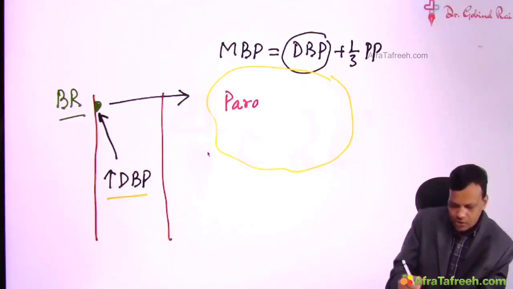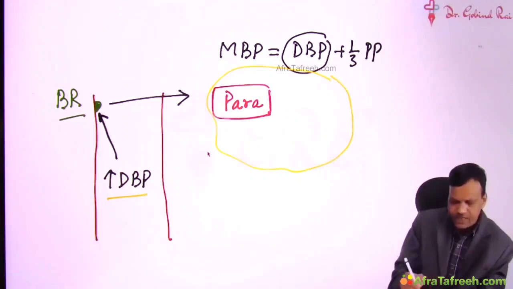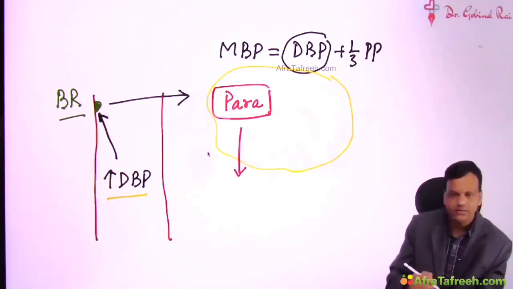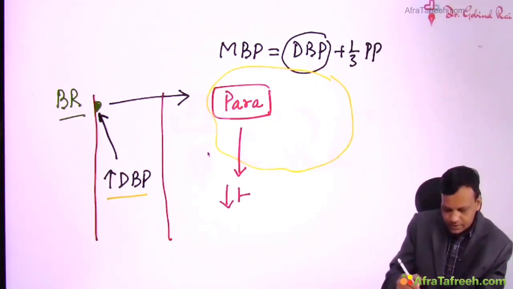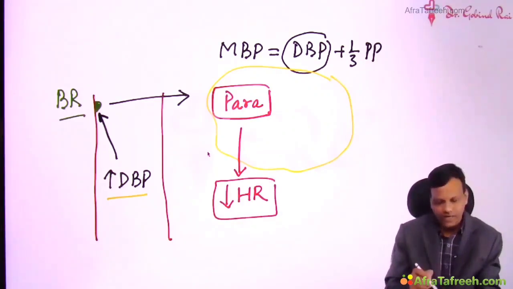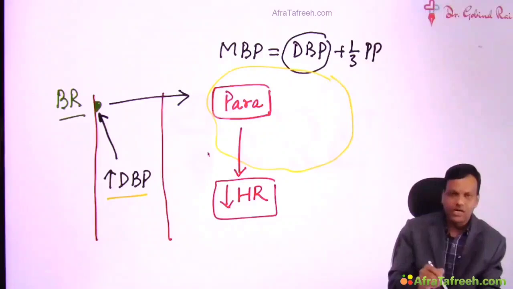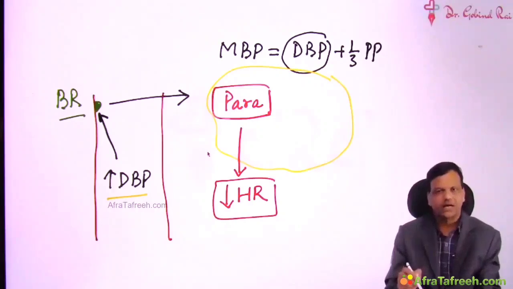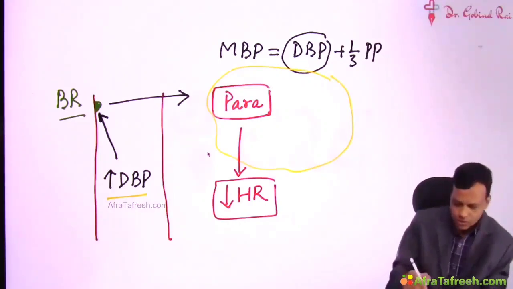So whenever the diastolic BP increases, it will stimulate the parasympathetic system. And what is the effect of the parasympathetic system on heart rate? It decreases heart rate. So this is the indirect effect on heart rate. Whenever diastolic BP increases, it stimulates the baroreceptors. Baroreceptors stimulate the parasympathetic system of the CNS, and that will result in a decrease in heart rate. The opposite is also true.